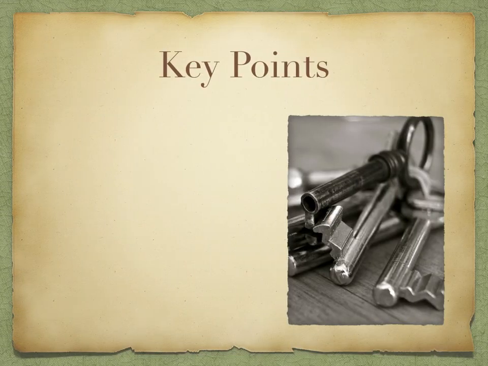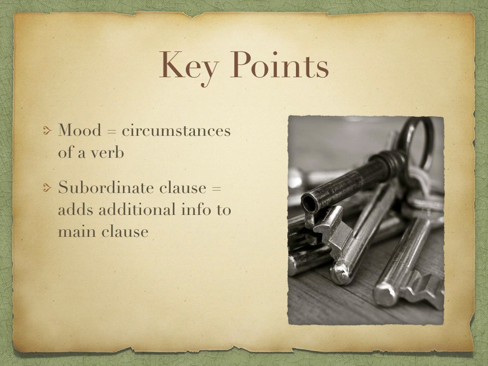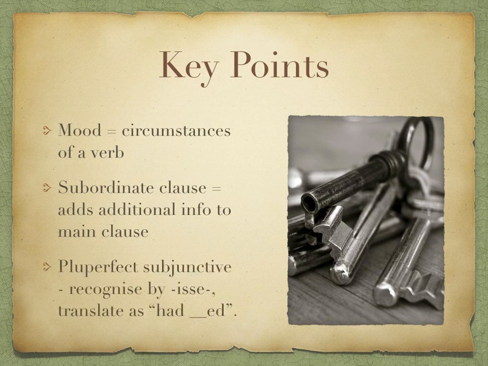So the key points to take away from this video are, number one, the concept of mood tells us more about the circumstances of a verb. And a subordinate clause is used to add extra information to the main clause in a sentence. In some subordinate clauses, for example, when cum means when, we need to use a pluperfect subjunctive. We recognise this by the isse near the end, and we always translate it as had something. There we go.